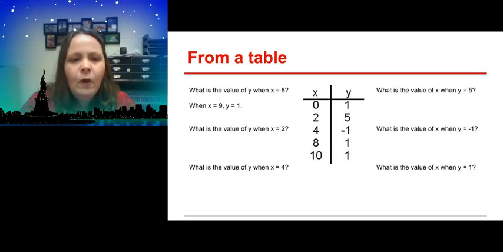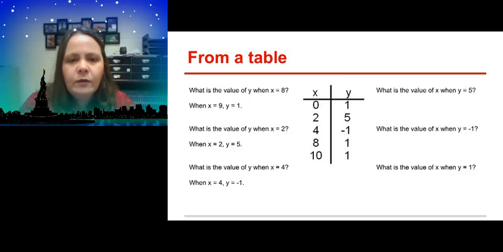What is the value of y when x equals 2? Again, we're going to find 2 in the x column and look straight across from it. So when x equals 2, y equals 5. What is the value of y when x equals 4? You're going to find 4 in your x column, look straight across from it, and y equals negative 1.